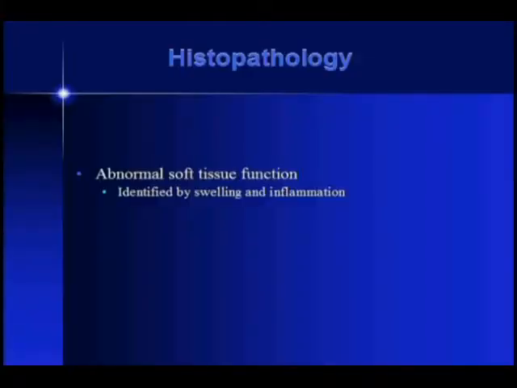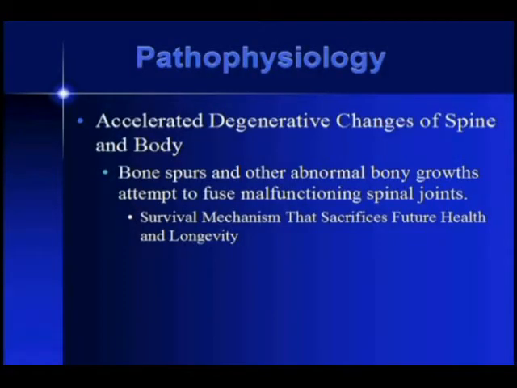Histopathology, that's abnormal soft tissue function, and that's identified by swelling and inflammation. This is one of the most overlooked symptoms of vertebral subluxation complex, and I have instruments in my clinic that can detect this kind of inflammation along the spine, and everybody who comes into my clinic gets checked for this kind of inflammation.